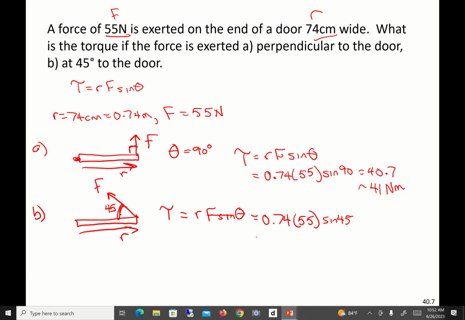Okay, so if I plug that into my calculator, I get 28.8, or about 29 Newton meters. So by not pushing perpendicular, I get a smaller torque. The maximum torque you get is when sine theta is its biggest value, and that's going to be when you're perpendicular. And you all know that if you're going to push on something to open a door, you push perpendicular to the door.